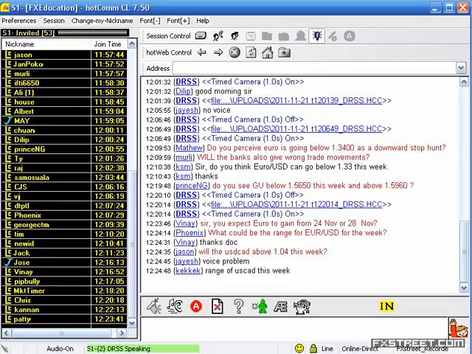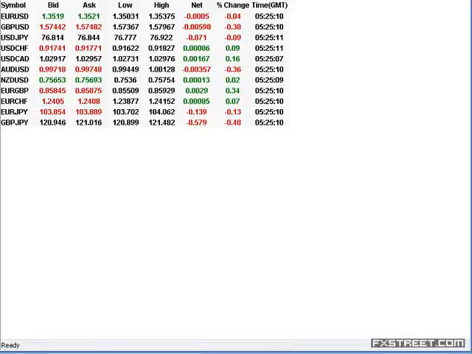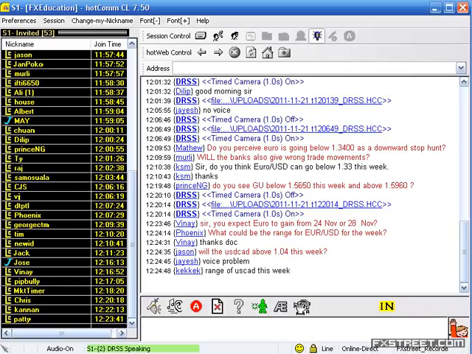Then Phoenix, what could be the range for Euro this week? Yeah, I'm anticipating Euro could go to the 1.38 to 1.39 area. Then JS, will USD/CAD show 1.04 this week? Yeah, very likely it is expected to go to the 1.05 area.